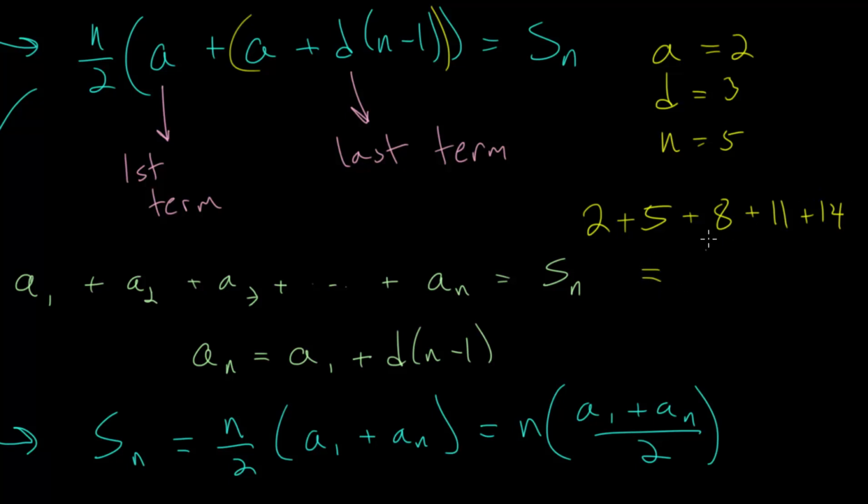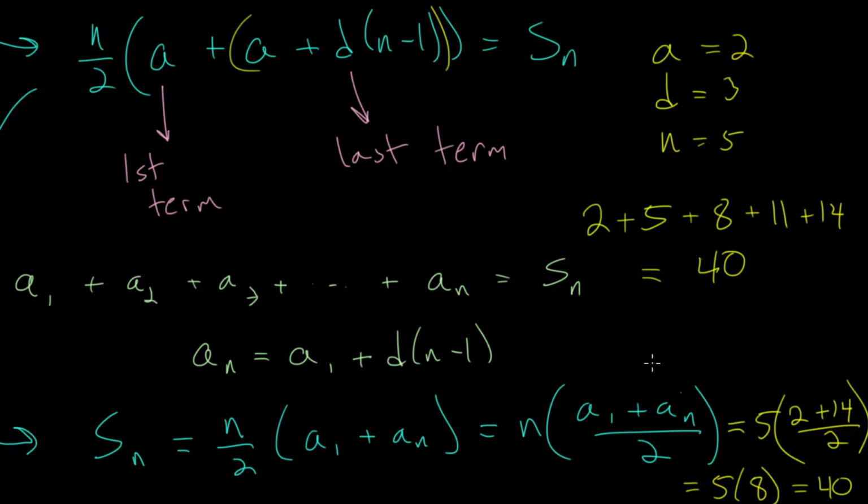Now if we add this up by hand, notice this is 7, plus 8 gives us 15, plus 11 gives us 26. We add 4 more, we get to 30, plus 10, we get to 40. So this should add up to 40, but let's see if it works. We have 5 terms, and the first term plus the last term, so that's 2 plus 14, and we divide that in half. And so you get 5 times 16 over 2, which is 8, and 5 times 8 is 40. So our formula matches up with what we get by just adding these up.